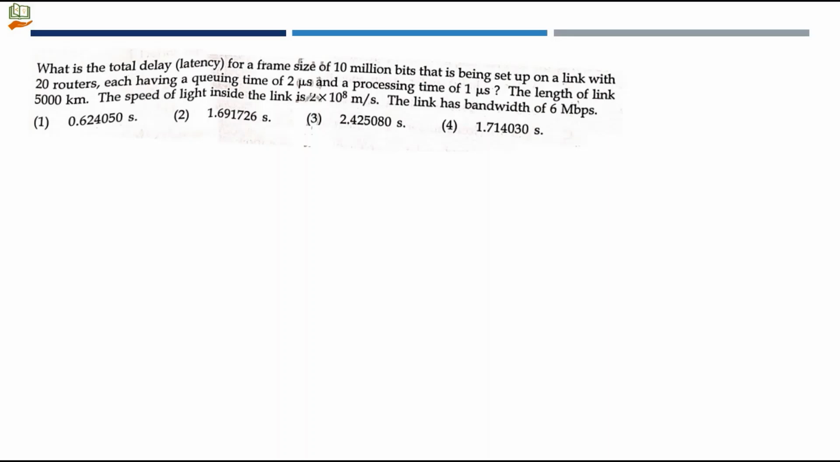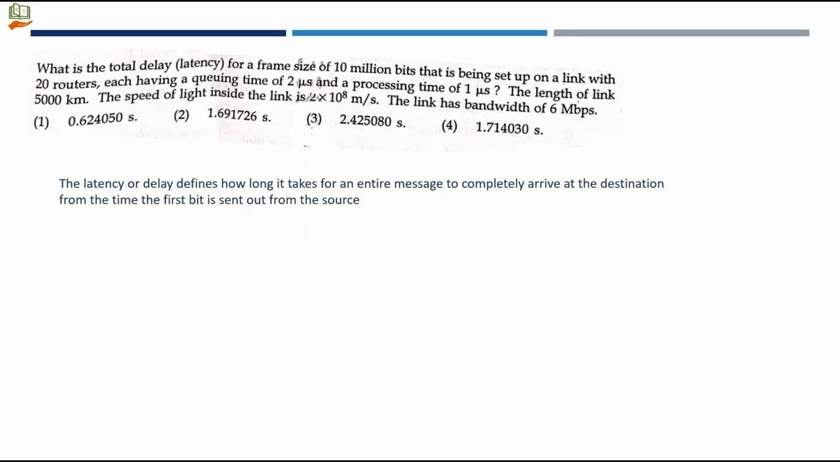Now let's understand about latency. The latency or delay defines how long it takes for an entire message to completely arrive at the destination from the time the first bit is sent out from the source. So the first bit is sent from the source. From there the clock starts till the entire message completely arrives at the destination. That time is actually called the latency.